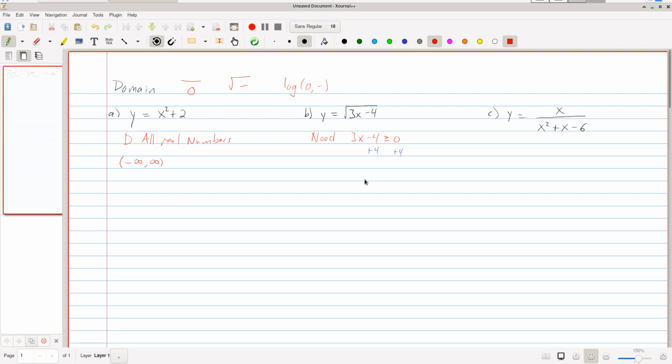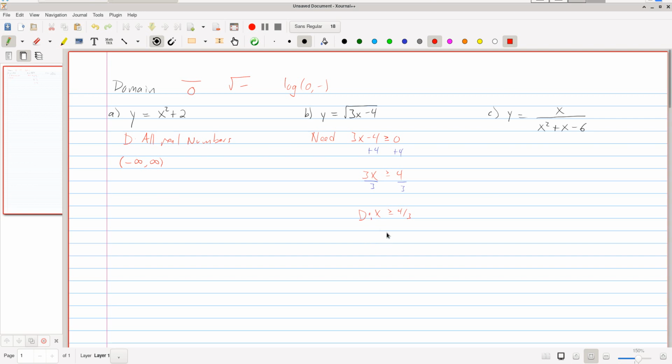So on the left-hand side, the 4's are gone, and we're left with 3x is greater than or equal to 4. Then to isolate for x, we divide both sides by 3. And we've got x is greater than or equal to 4/3. Now that we've isolated x, this is our domain.